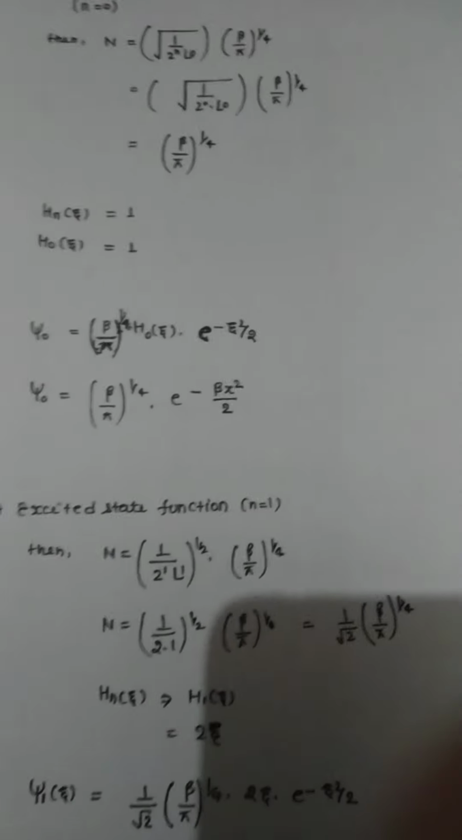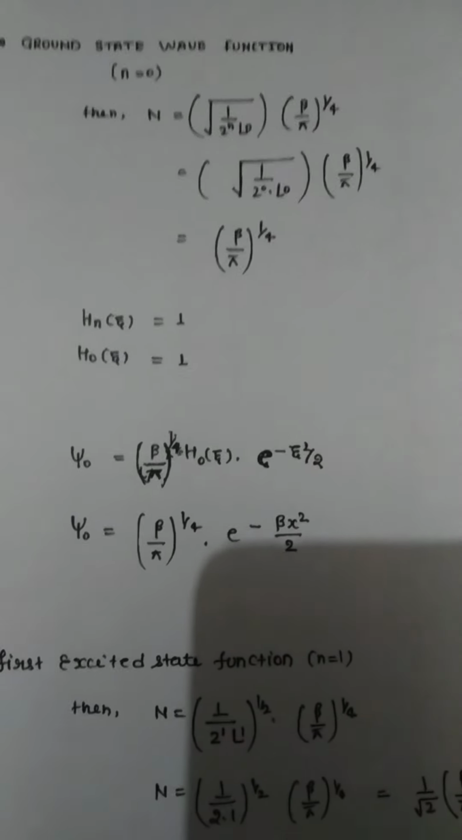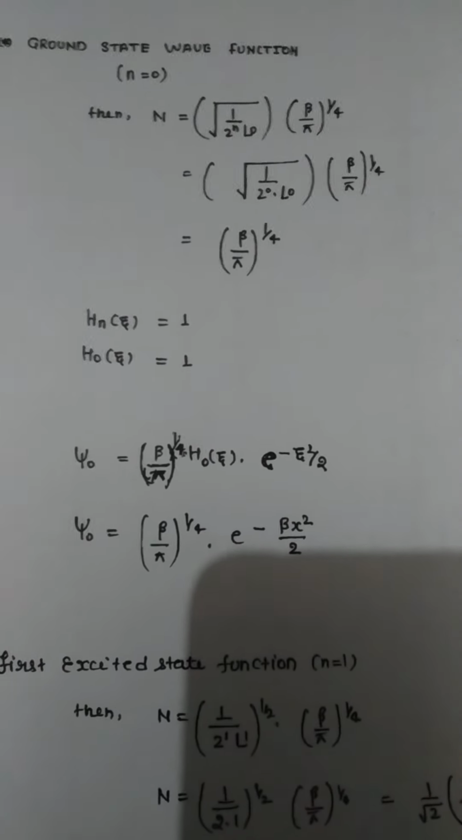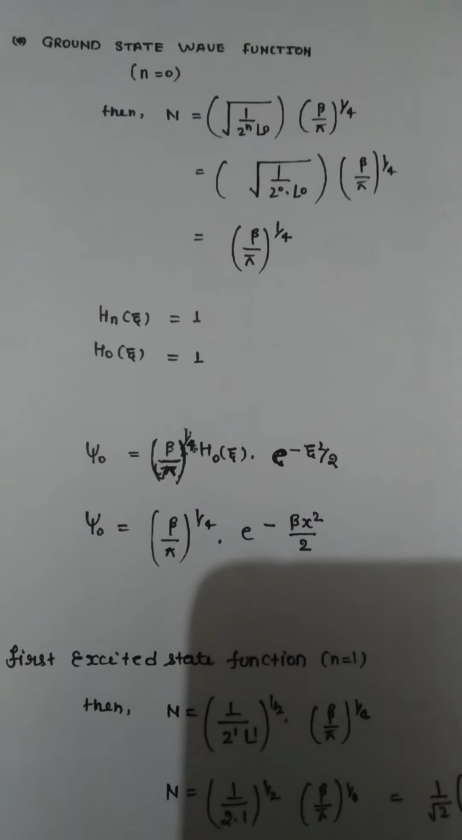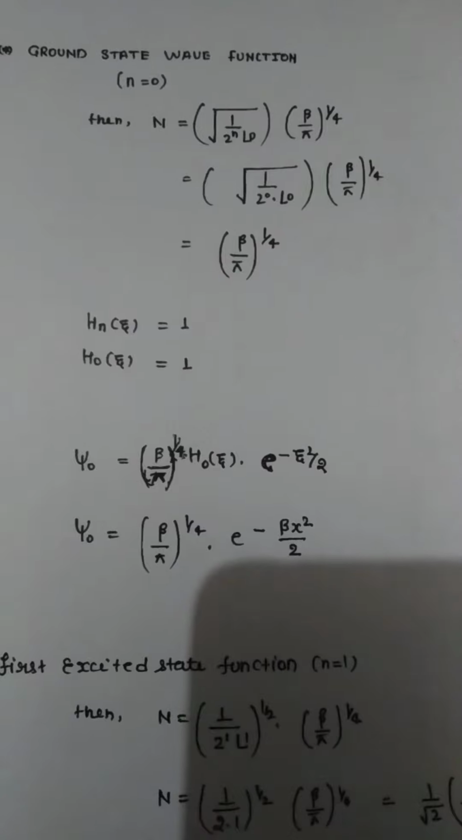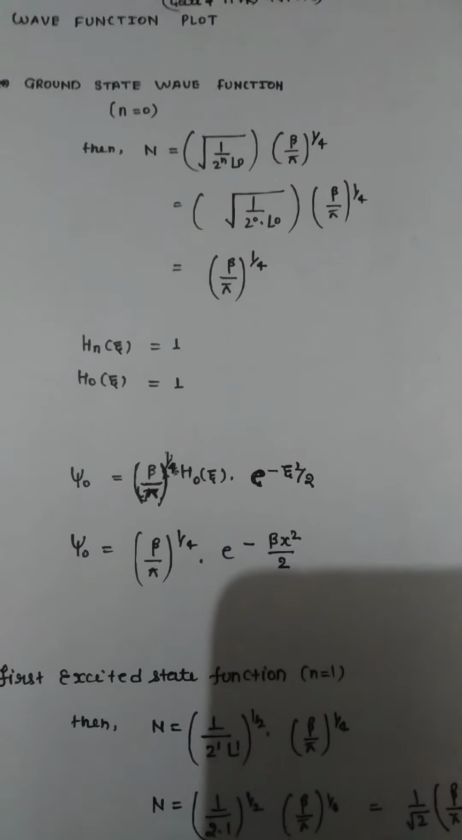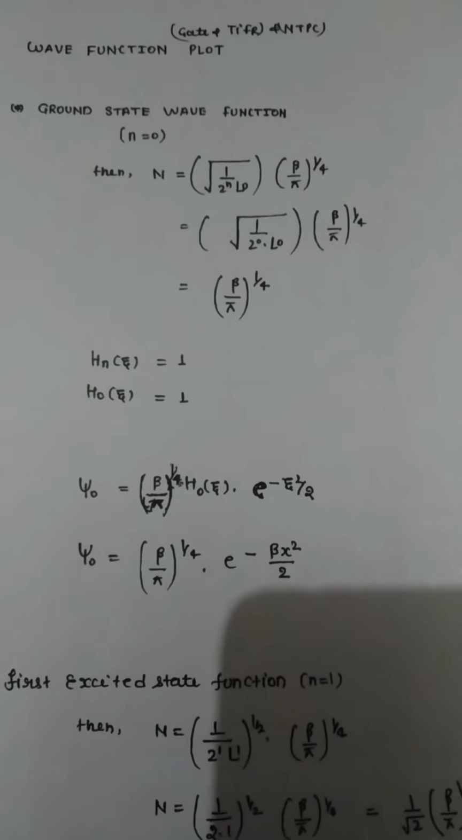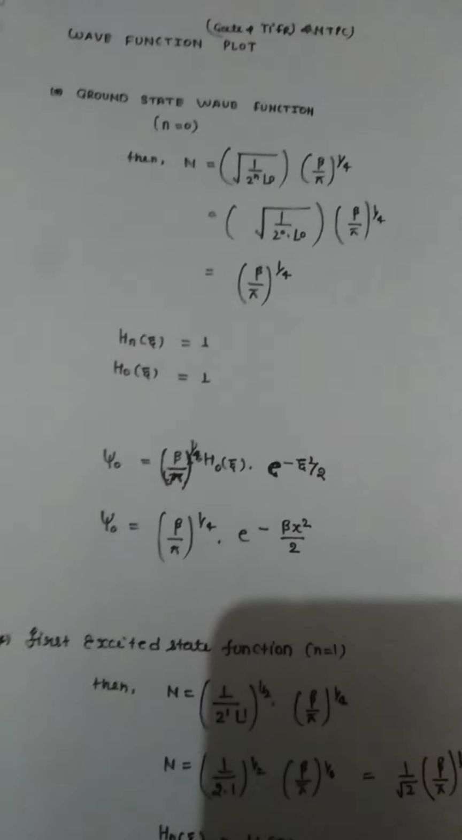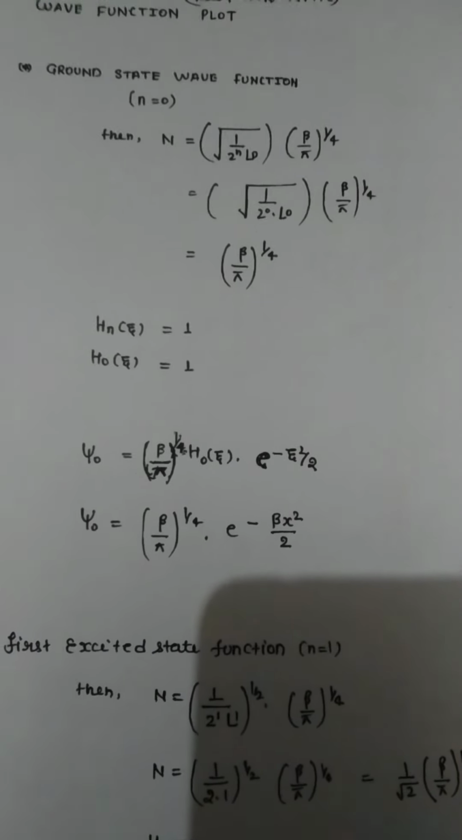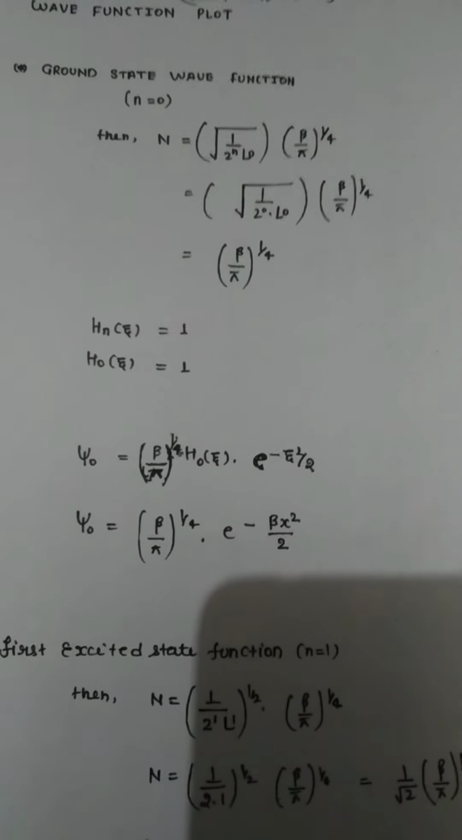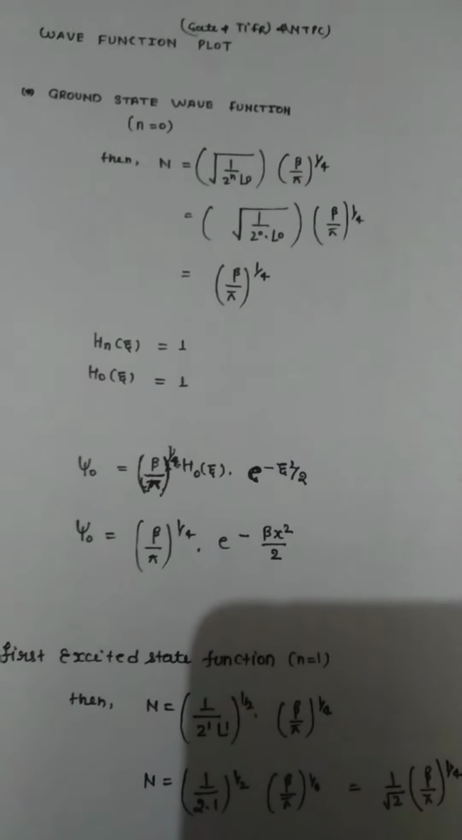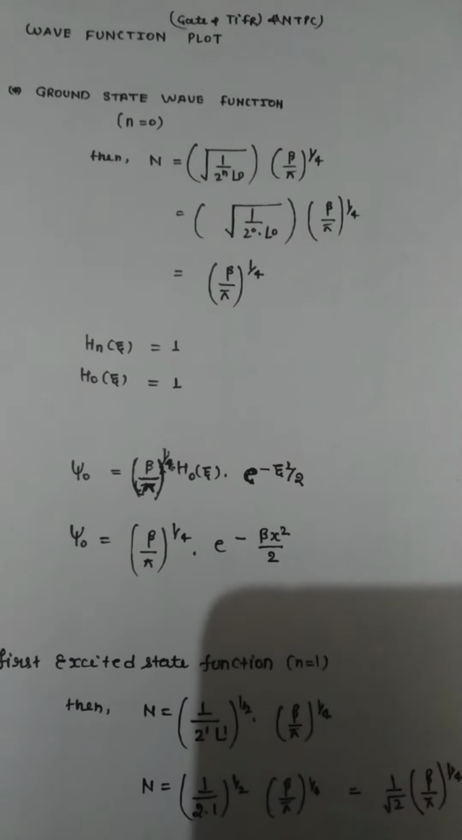After that, the article is one, wave function plot. What is a wave function plot? Ground state wave function, that is n is equal to 0, then psi naught is equal to root 1 upon 2 to the power 0 factorial, beta upon pi to the power 1 by 4.